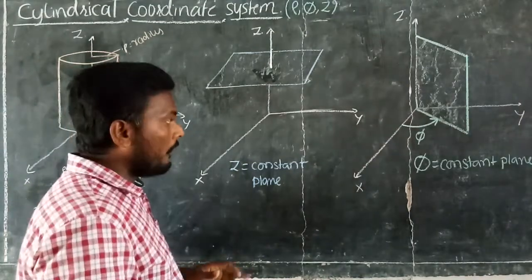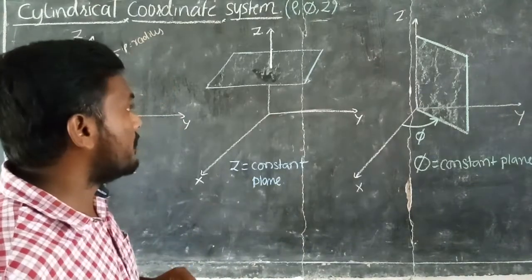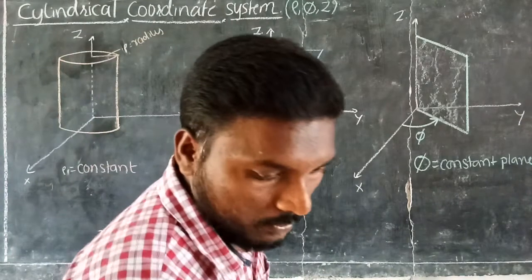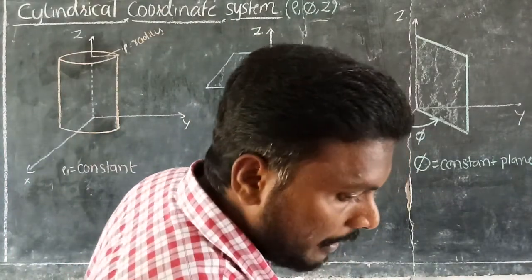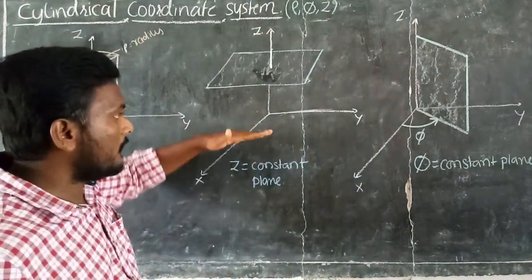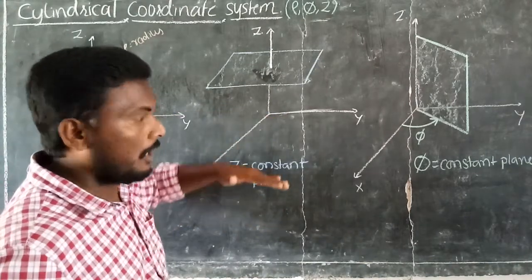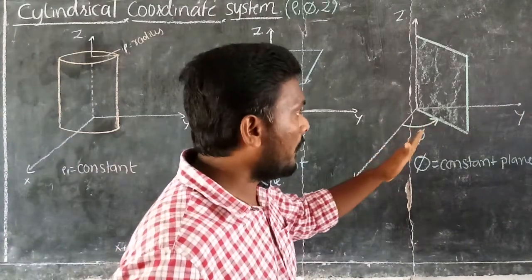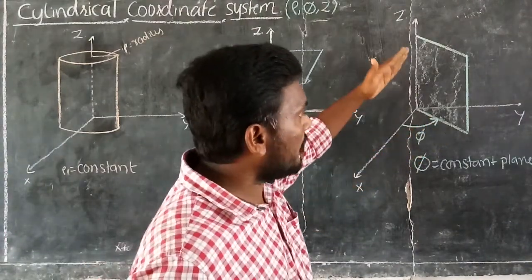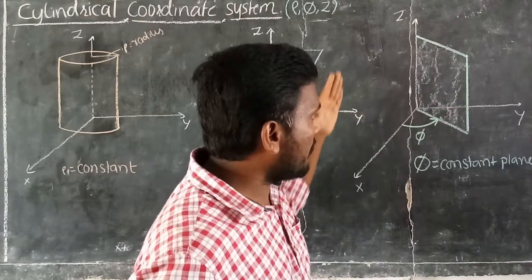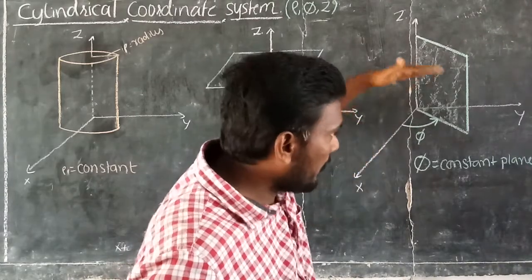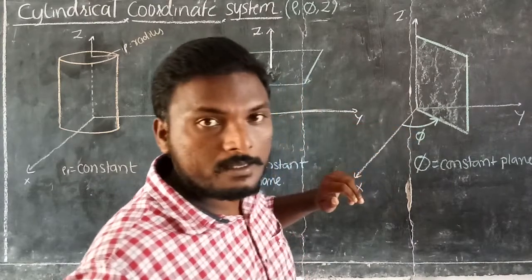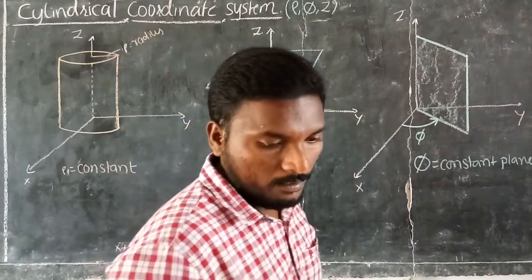Now, another surface to define the cylindrical coordinate system is a plane. It is a constant z plane, which is parallel to the xy plane. We have to take this plane like this, and we have one more plane. It is called a half plane, and it is making an angle phi with respect to the xz plane, and it is perpendicular to the xy plane. The angle phi made here is called the azimuthal angle.